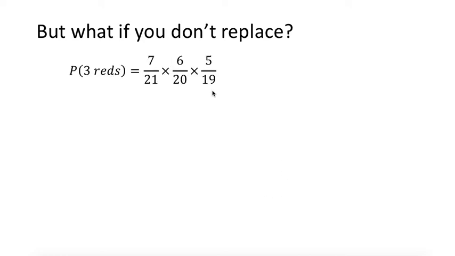So if you wanted to get 3 reds, the chance of getting the first one red is 7 out of 21. But now there's 20 tokens left and only 6 of them are red. So the probability for the second draw is 6 out of 20. And then you've got 5 out of 19 on the third draw. So that all cancels out and works out to 1 on 38.